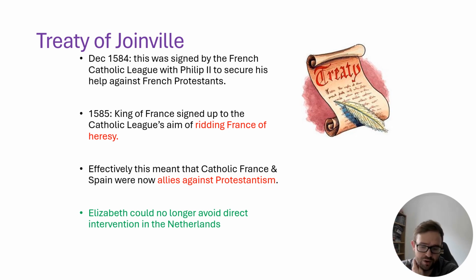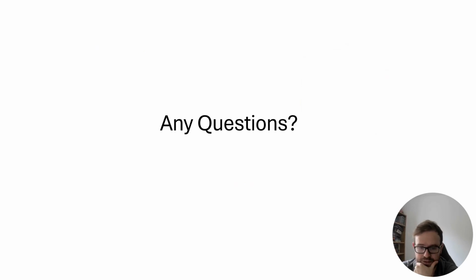Elizabeth can't afford to do this whole indirect thing now. She has to be proactive. She has to take a stance. So I'll look at the Treaty of Nonsuch next time. It will lead to the Treaty of Nonsuch in 1585, which is Elizabeth directly getting involved. Okay, but that's the second part.